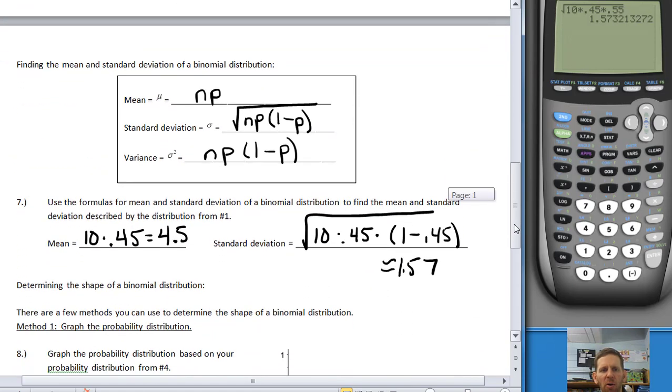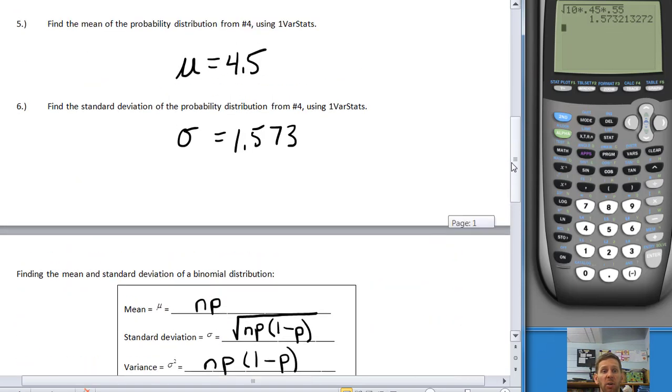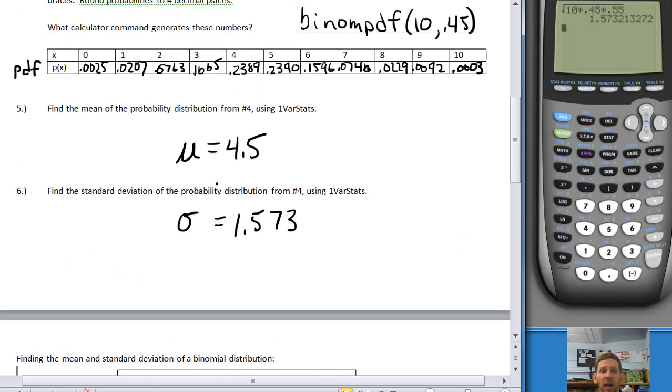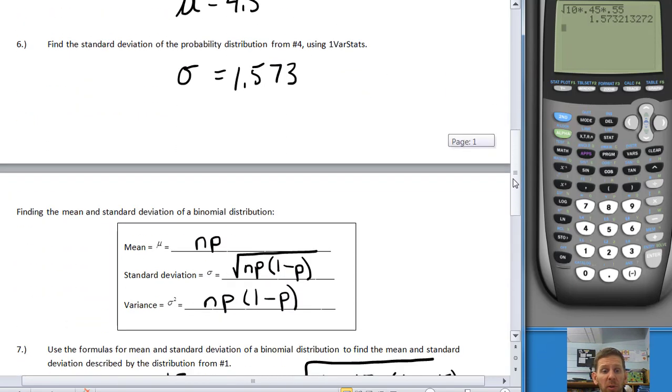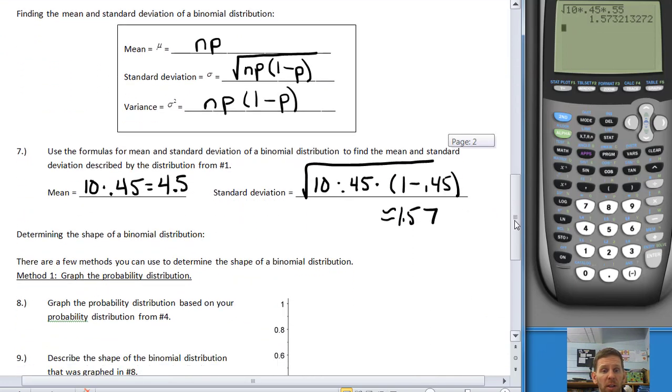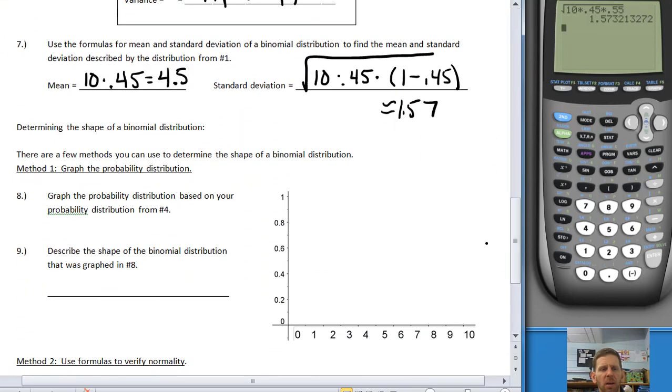So things check out. This is a whole lot easier than having to go through every single value on this chart that's possible and go through this process of finding means and standard deviations. This method will always work, but if you have a binomial distribution, you have a nice little shortcut that you can use. So let's talk about the shape of the binomial distribution.